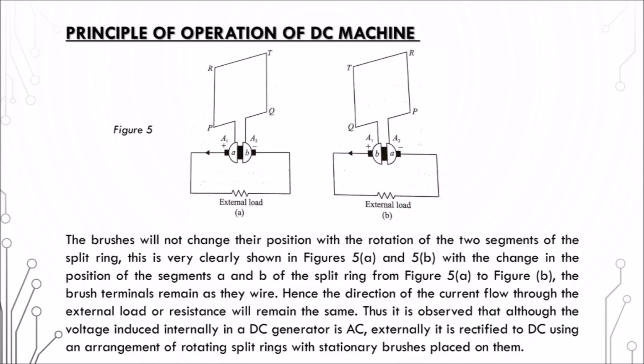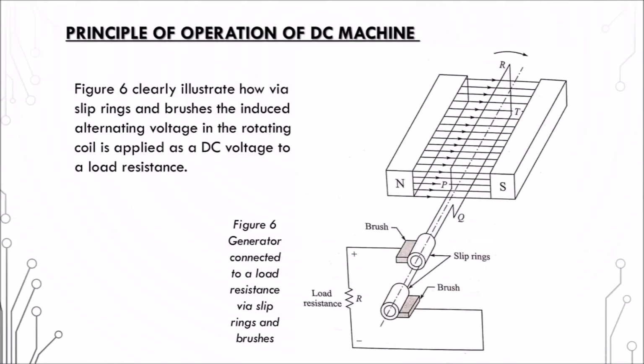Thus, it is observed that although the voltage induced internally is AC, externally it is rectified to DC using an arrangement of rotating split rings with stationary brushes placed on them. Figure C clearly illustrates how, via split rings and brushes, the induced alternating voltage in the rotating coil is applied as a DC voltage to a load resistance.